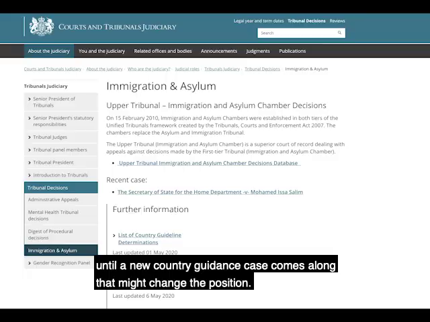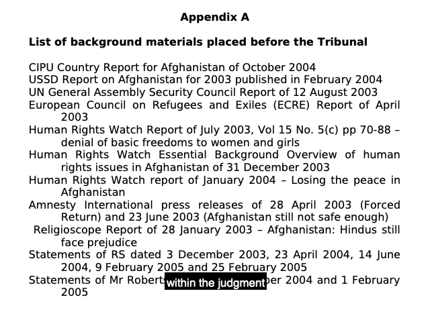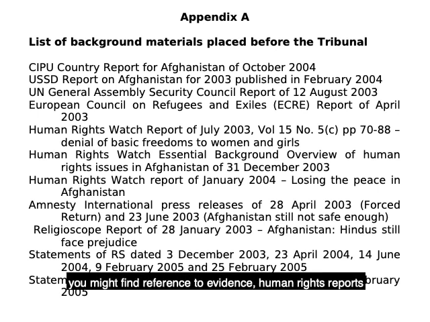might change the position. Even if the country guidance case judgment itself isn't useful, for example, if it says it's safe for you to go back to your country, or it's safe for this particular group of people in the country, within that judgment you might find reference to evidence, human rights reports, which could be really useful for your case.